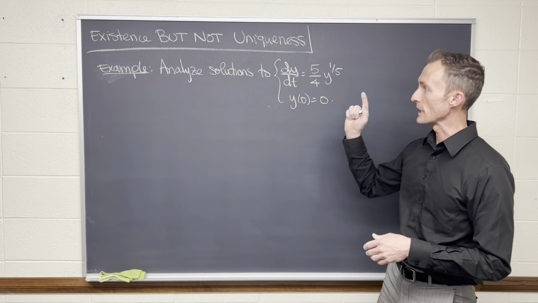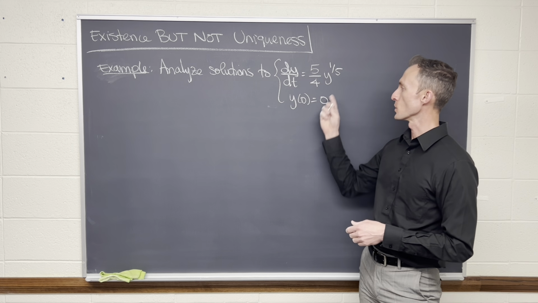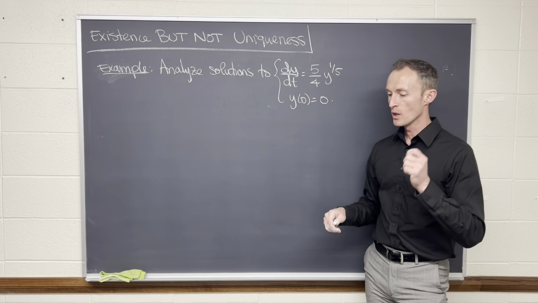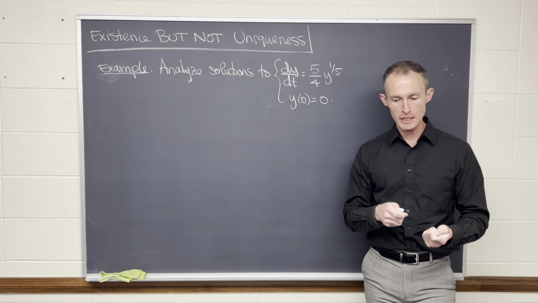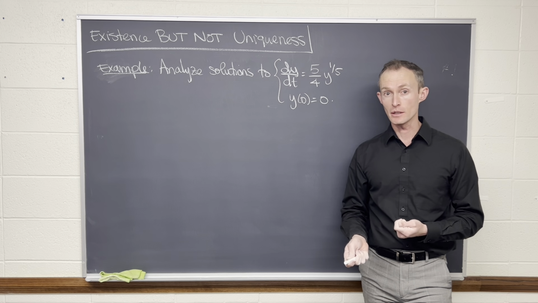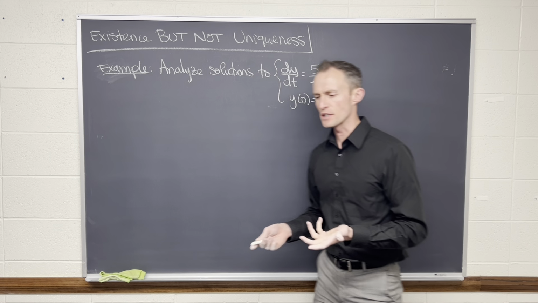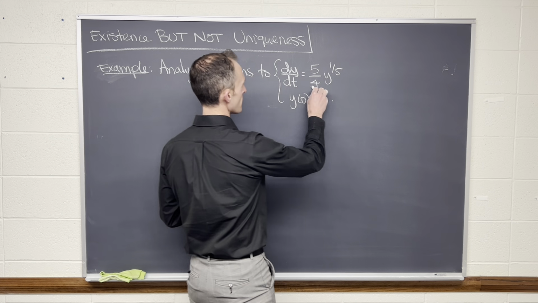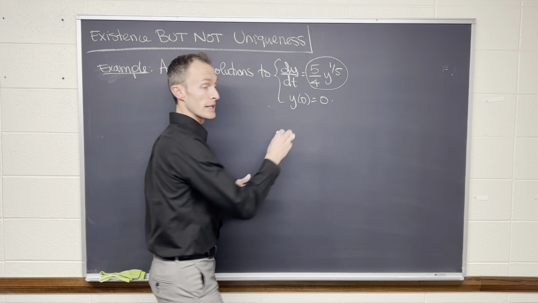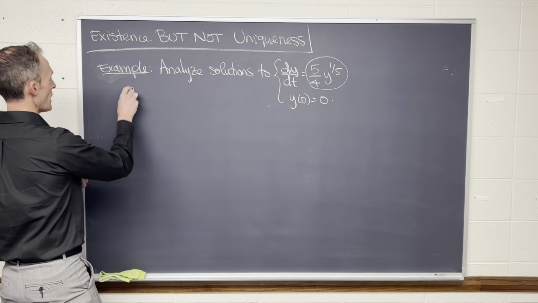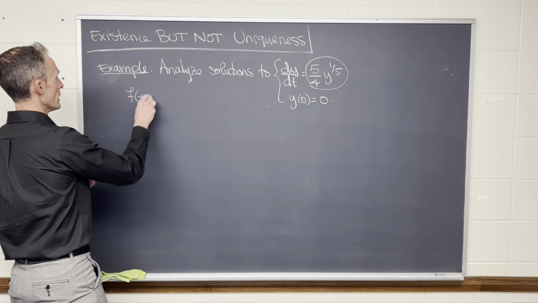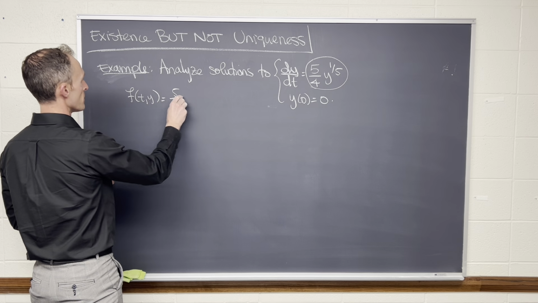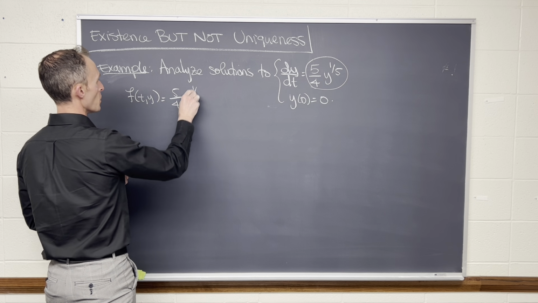Today we're going to look at an example of a nonlinear first-order initial value problem where solutions are going to exist, but they're not going to be unique. So first things first, what does the theorem tell us? Remember, the theorem says identify the right-hand side as f. So that's f of t comma y is equal to 5/4 y to the 1/5 power.